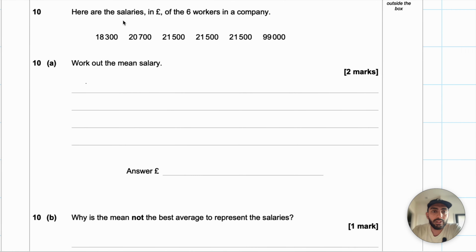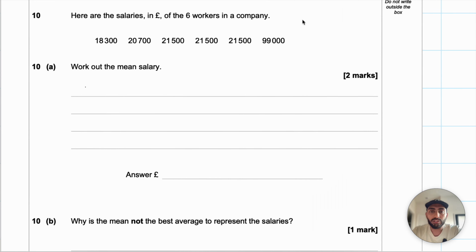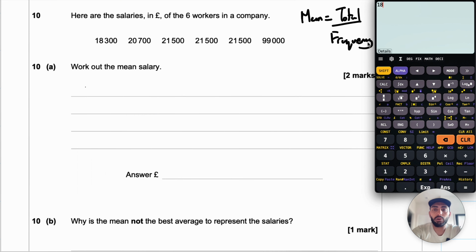Question 10. Here are the salaries in pounds of the 6 workers in a company. Work out the mean salary. To work out mean, we find the total and we divide it by the frequency. The frequency just means how many numbers are there. So let's add up all of these. So 18,300 plus 20,700 plus 21,500, and that's 3 times, plus 99,000, and that gives me a total of 202,500.